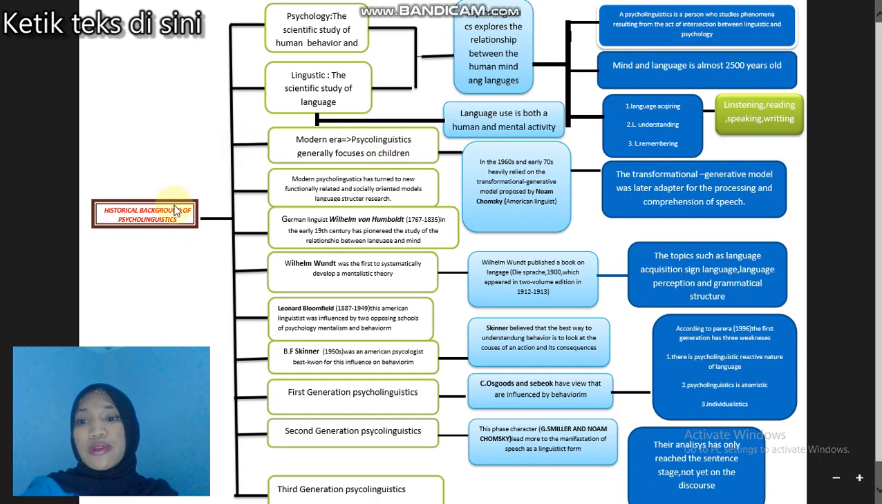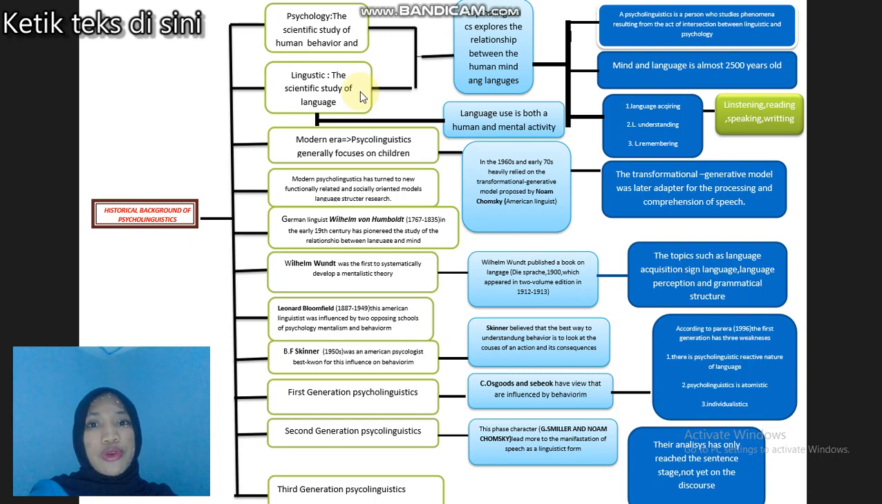In this session, I would like to explain the historical background of psycholinguistics. But before that, we have to know about psychology and linguistics. Psychology is the scientific study of human behavior and cognition, and linguistics is the scientific study of language.